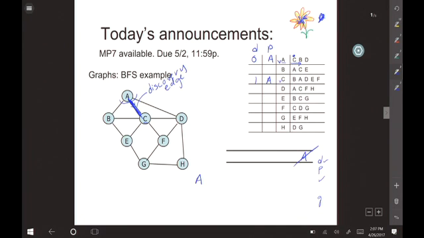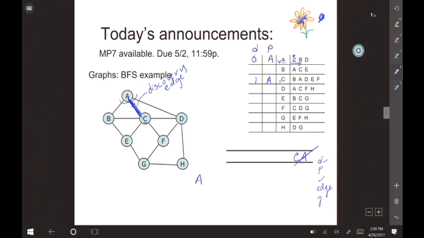And finally, I'm going to add C to the queue. Okay, so this is an edge. Any questions about that? That was a lot of bookkeeping just to process that new vertex. But now we're done with it.